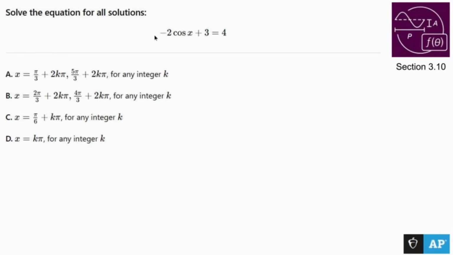Solve the equation for all solutions. We have negative 2 cos x plus 3 equals 4. So this is an all solutions thing. We're not focusing on everything in between 0 and 2 pi anymore. So let's get rid of 3, subtract 3 from both sides. That gives us negative 2 cos x equals 1.